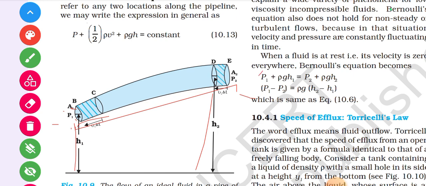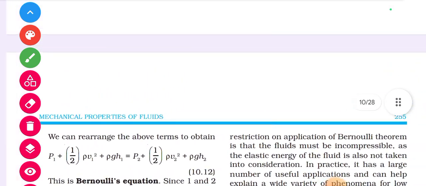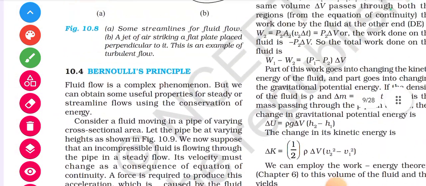So what Bernoulli's principle states is that the pressure energy plus the kinetic energy plus the potential energy, the sum of these three, will be constant. The pressure energy will change, there will be a change in kinetic energy, and a change in potential energy, but the sum of these three will be constant, which follows the law of conservation of energy: total energy will be conserved. Let's understand this in more detail through NCERT.